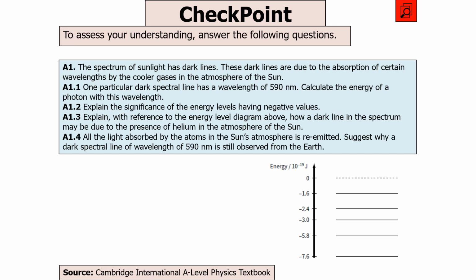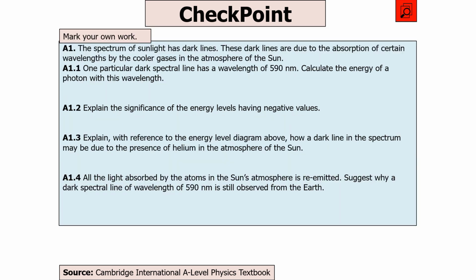Explain the significance of the energy levels having negative values, and then explain, with reference to the energy level diagram above, how a dark line in the spectrum may be due to the presence of helium in the atmosphere of the sun. Then, if all the light absorbed by the atoms in the sun's atmosphere is re-emitted, suggest why a dark spectral line of wavelength 590 nanometers is still observed from the Earth. So pause the video now, then unpause the video when you want to go through your answer.